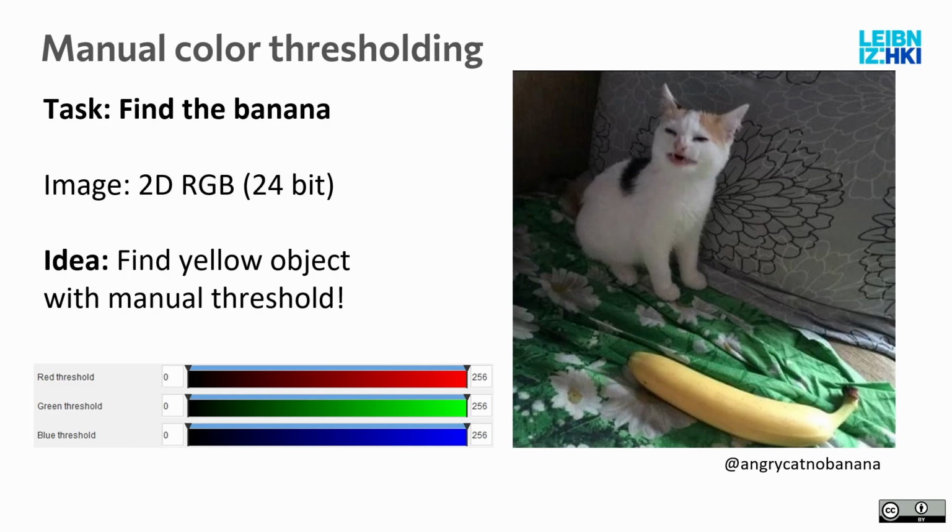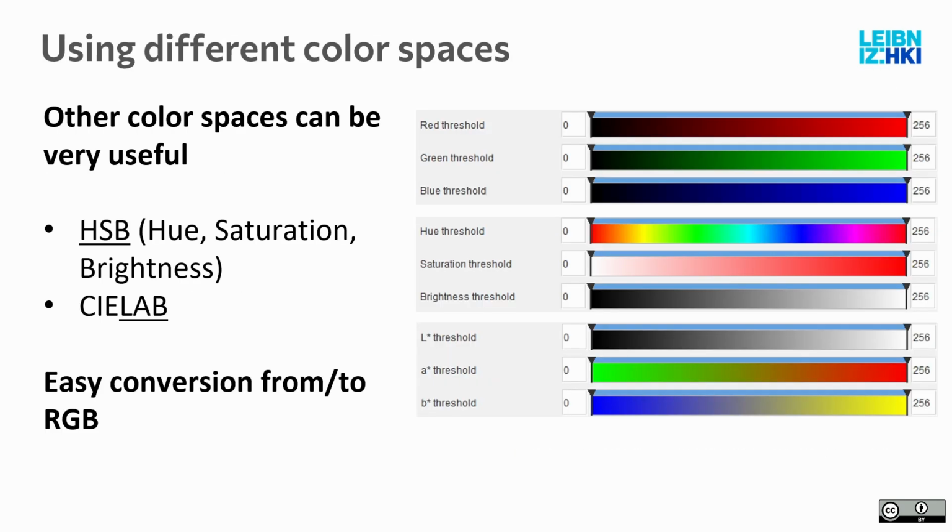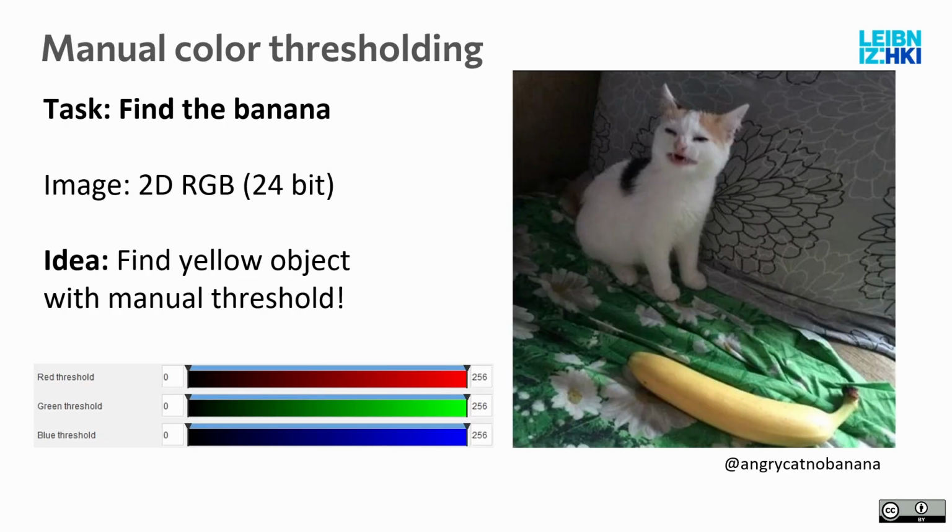You can also threshold colors. So as an example, find the banana. This is difficult with RGB thresholding. So I have here a 2D image that is RGB colored, and this is not possible so easily, because where is the yellow here in the set? Yellow in RGB is a mix out of red and green, so you sit there and try to figure out yellow. So this is a bit hard.